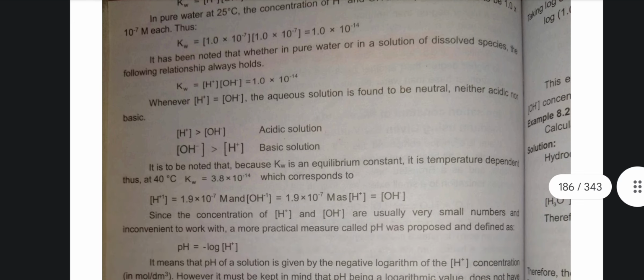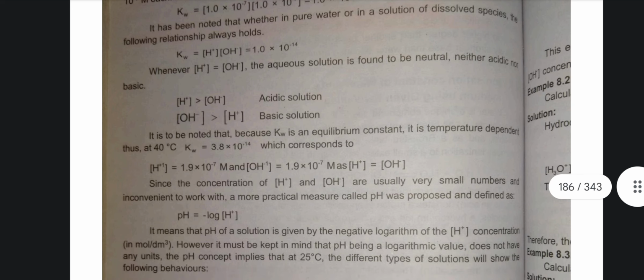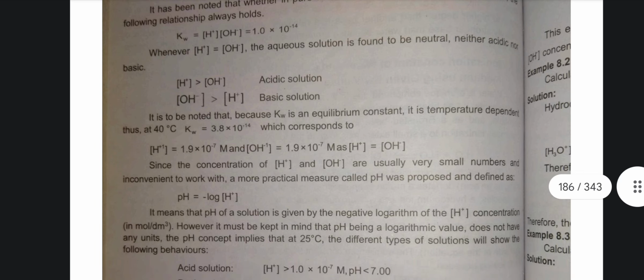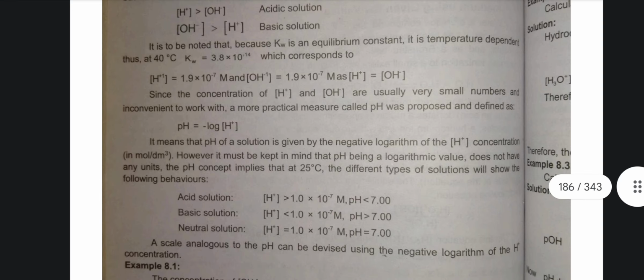It has been noted that whether in pure water or in a solution of dissolved species, the following relationship always holds: Kw is equal to [H+][OH-], which is 1 × 10^-14. Where [H+] is equal to [OH-], the aqueous solution is found to be neutral, neither acidic nor basic. If [H+] is greater, it would be an acidic solution; if [OH-] is greater, it would be a basic solution. Because Kw is an equilibrium constant, it is temperature dependent. Thus at 40 degrees Celsius, Kw is equal to 3.8 × 10^-14, which corresponds to [H+] equal to 1.9 × 10^-7 and [OH-] equal to 1.9 × 10^-7.